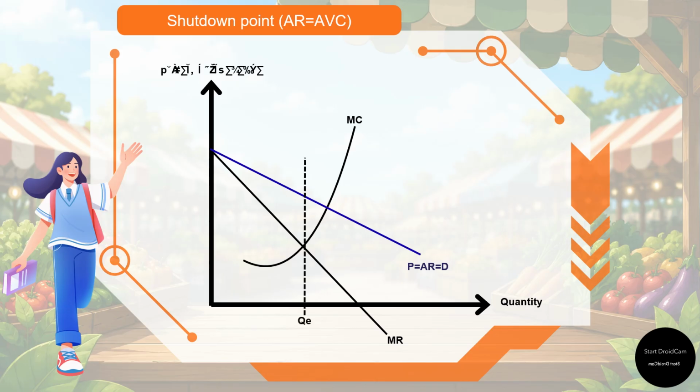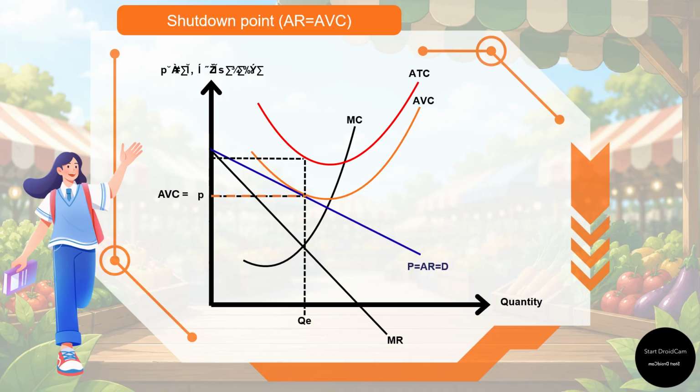First, determine the equilibrium output from the MR and MC intersection and trace down to QE. Next, trace to the demand curve to identify the corresponding price. The ATC curve shows the firm's total average cost. At this point, the firm may still be experiencing a loss. Now, focus on the price or average revenue earned by the firm. Next, compare this with the average variable cost curve.